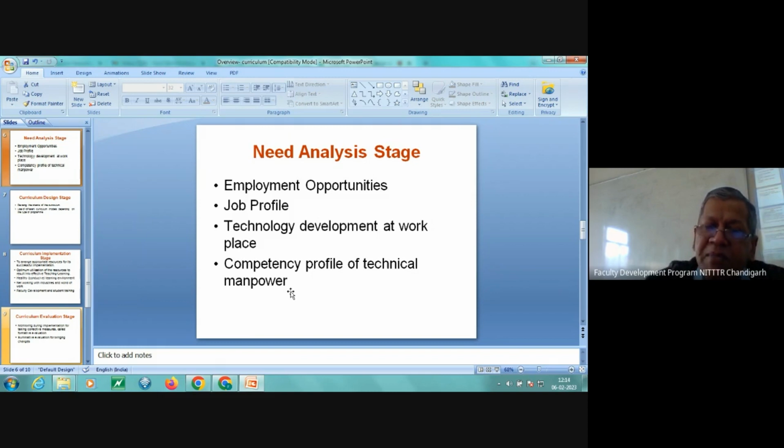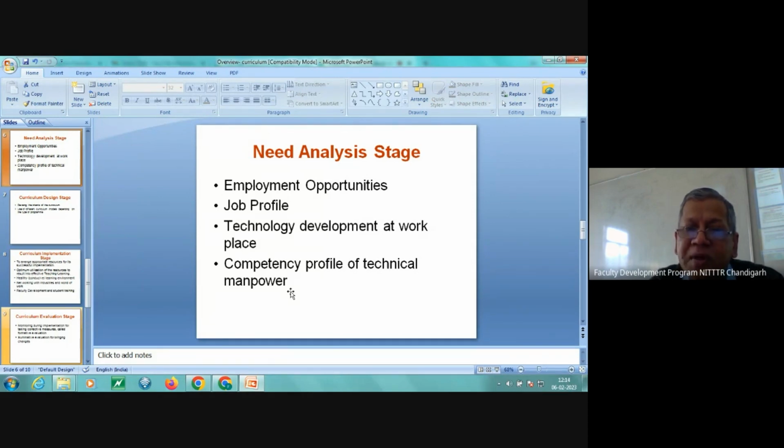So that skill, maybe 20, 25, 30 lines, I write down: this is the competency profile our student should have after passing that particular degree or diploma level program. So these four things, my friend, focus on need analysis.